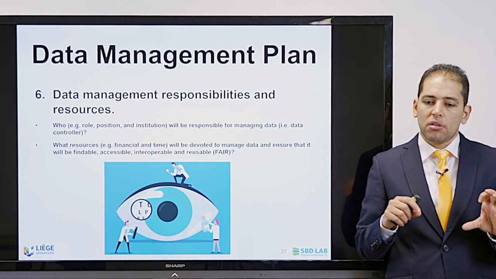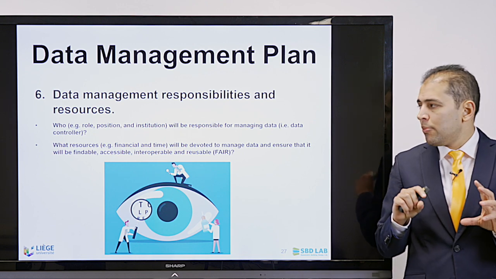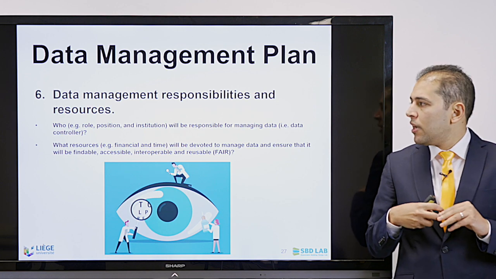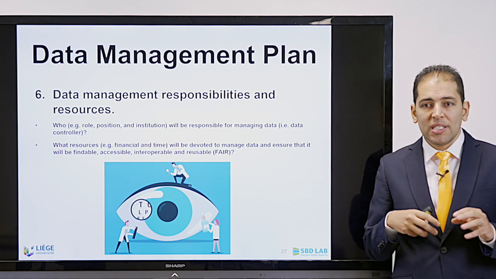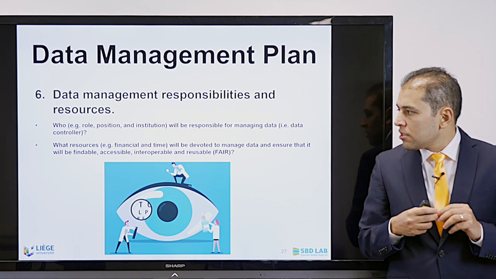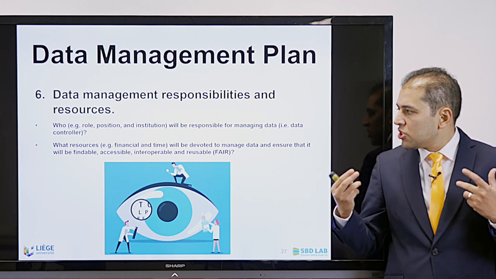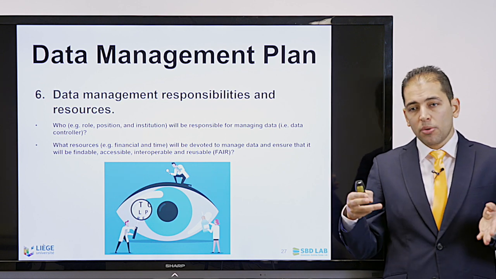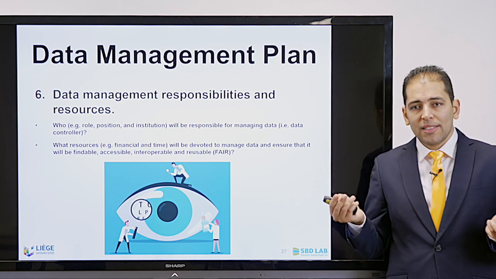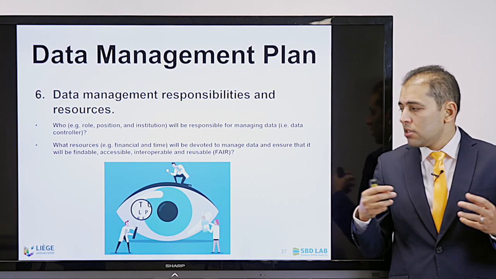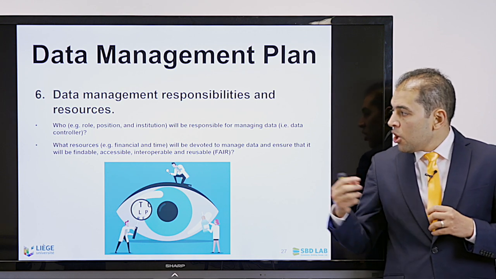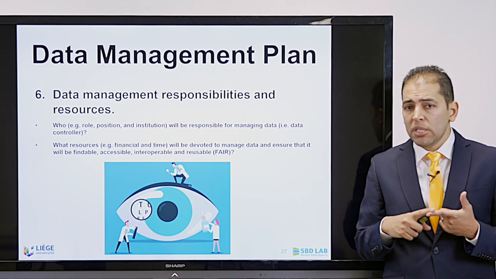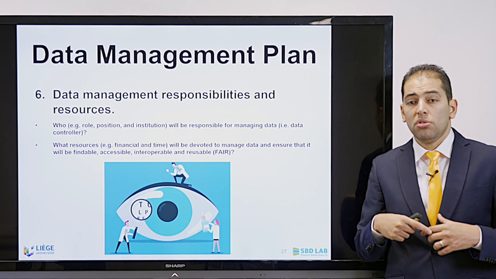And then the final part of your data management plan was item number 6. This could be the 6th chapter of your data management plan, which is data management responsibilities and resources. Here you will need to answer the question of who, which role, position, or institution will be responsible for managing the data during the project mainly. Is there any data controller? Is there any data officer? This needs to be addressed here. What resources do you have? Financial resources, time. Are you going to dedicate meetings every 3 months, or use the regular meeting?